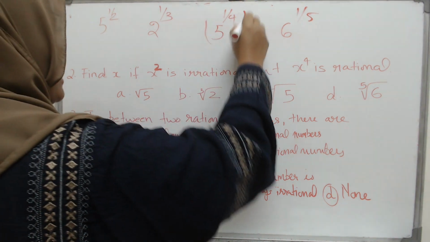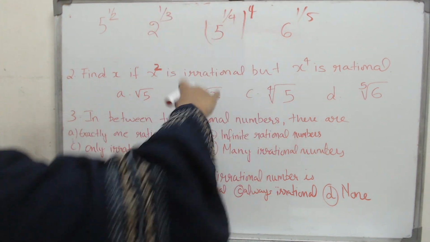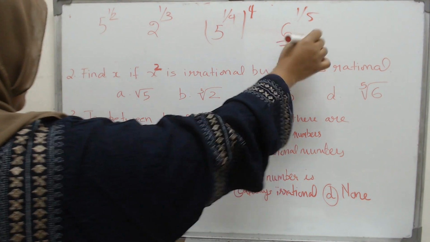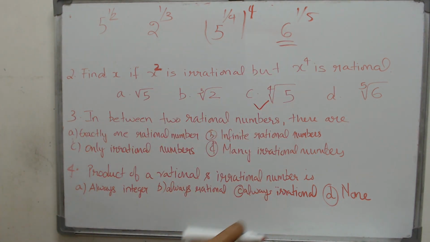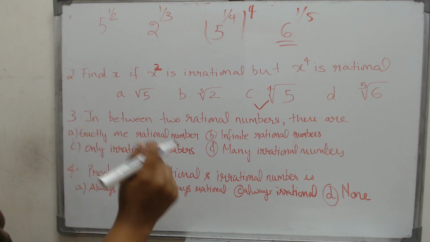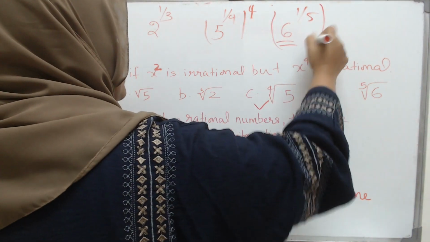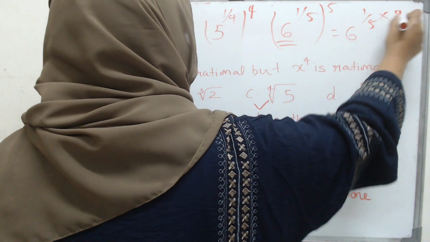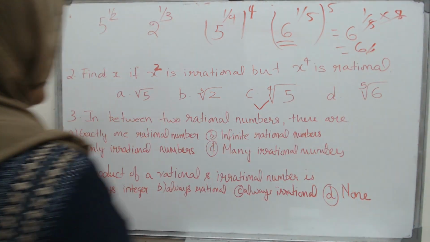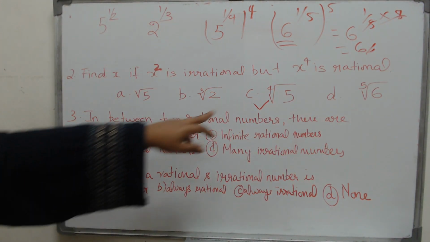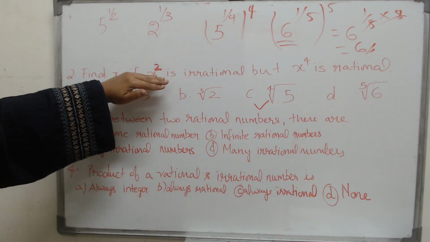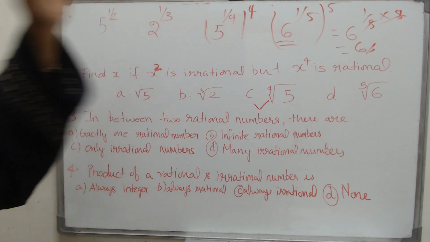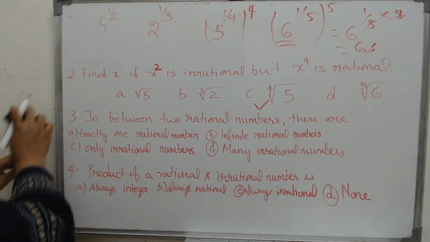This is your answer. Until you raise it to the power 4, it will remain irrational. You have to raise it to the power 4. Until then it will remain irrational. So this is your answer. What about this? This is also irrational. If you want to make it rational, what will you do? You will raise it to the power 5. Then you will get this. Then you will get the answer 6, which is a rational number. So your answer is this. Its square will still be irrational. You will have to raise it to the power 4 to make it rational.